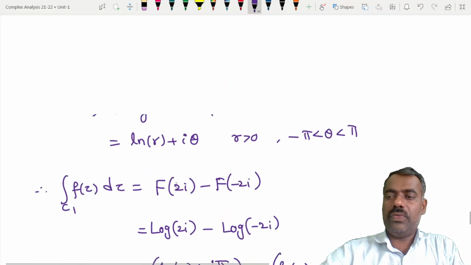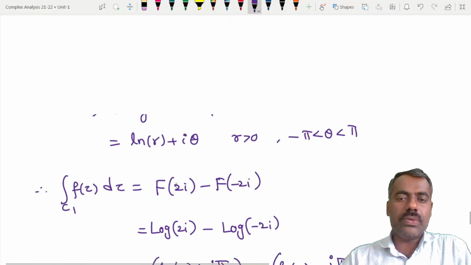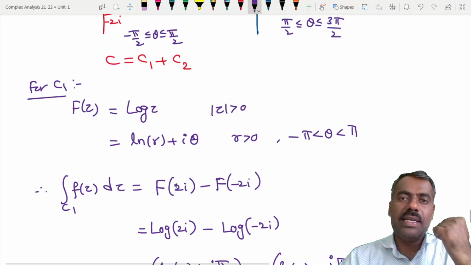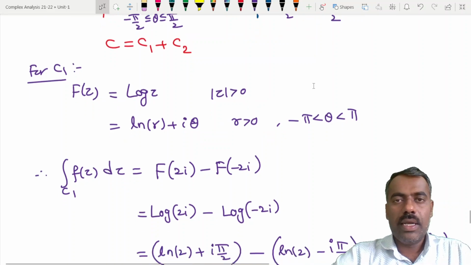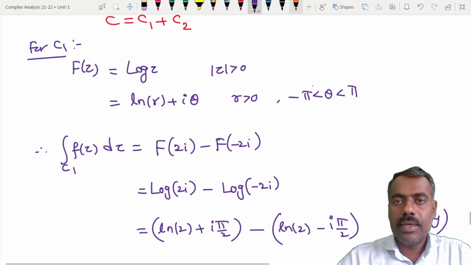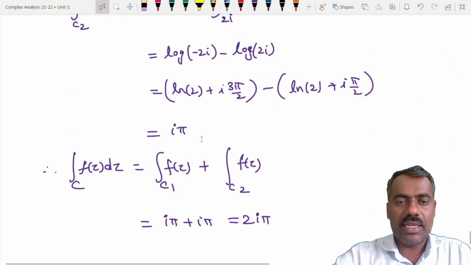So we have to select C1 and C2 in such a way that they eliminate the branch. Then you take the sum. Now we'll come to one more result, which is interesting.